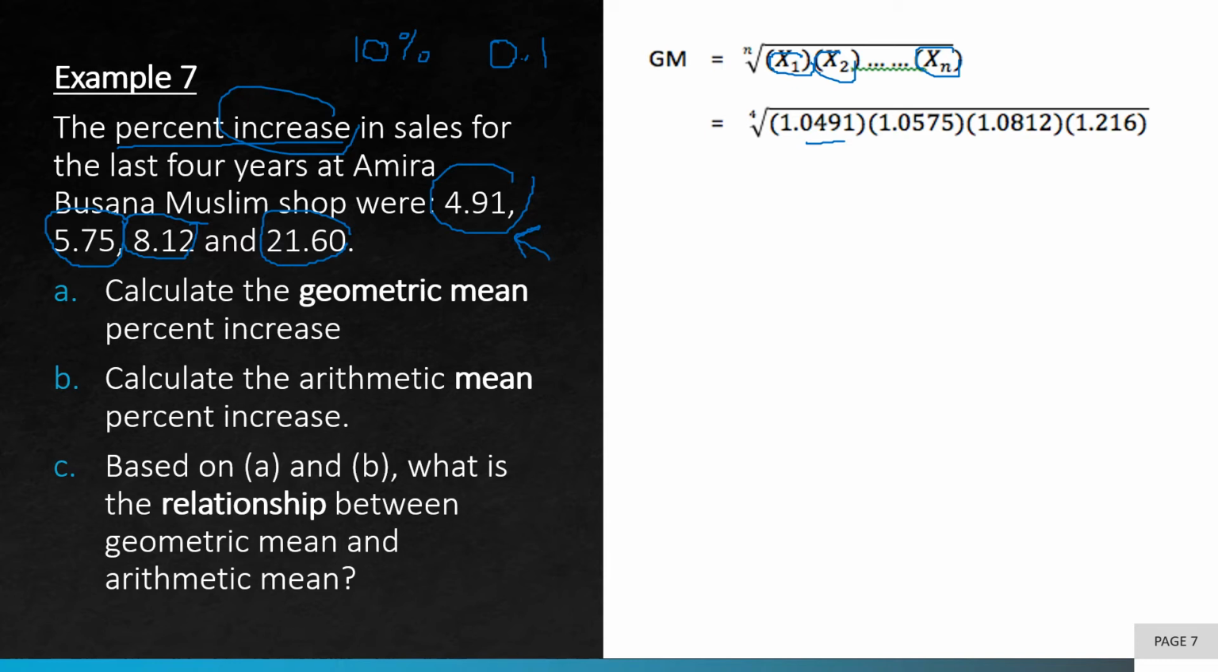If it's a percent fall or decline, we subtract it from 1. For more information, please read your textbook on page 66 to 67. I'm looking at the 17th edition of Lind, Marshall, and Wathen textbook. Okay, so now let's move on.